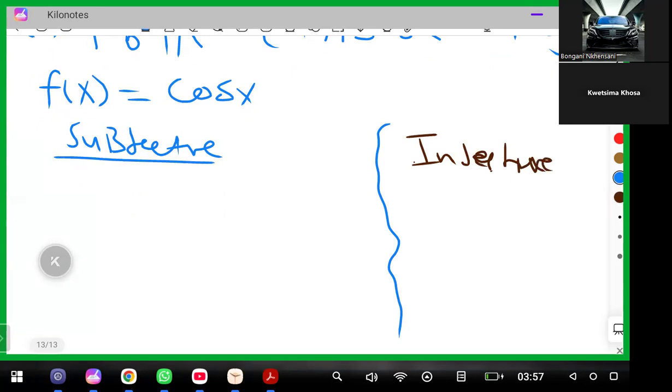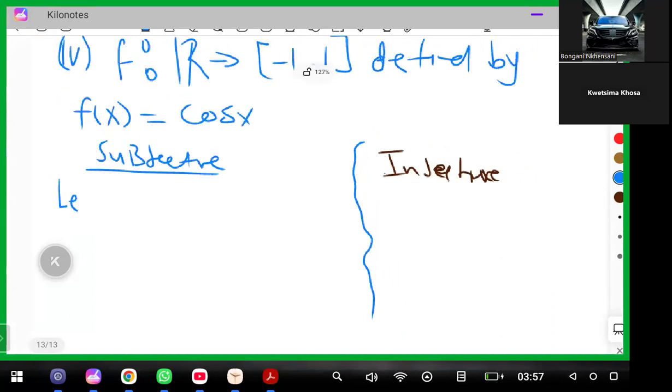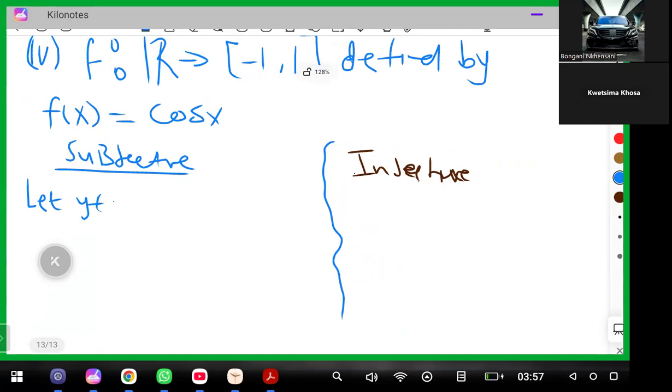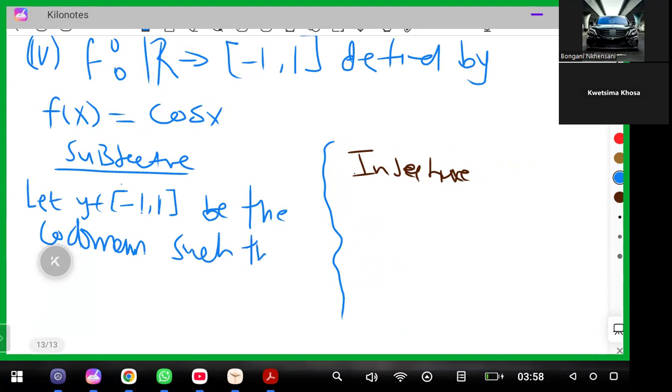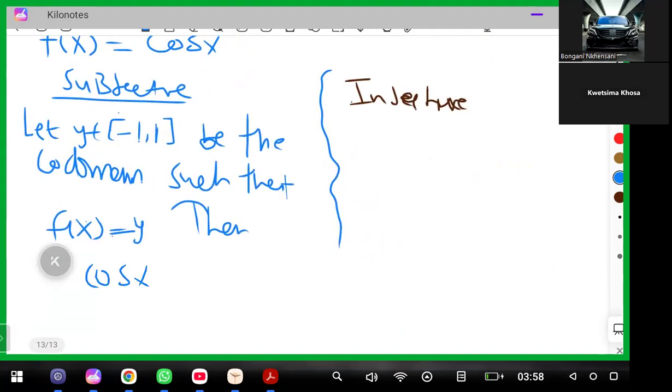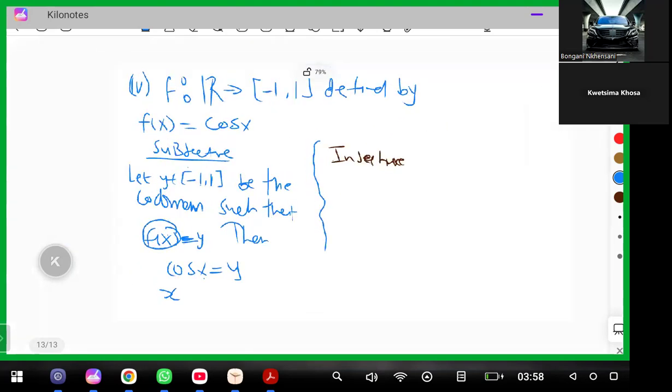So with surjective, we're going to say let y be an element of negative 1 and 1, the codomain, such that f of x is equal to y. Then the cosine of x, because we're given f of x, will be equal to y. And then we make x the subject of the formula, and then we check the condition.